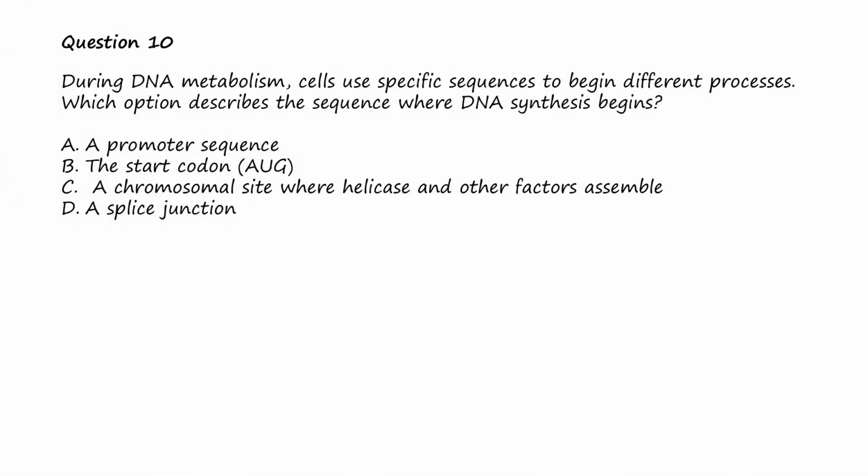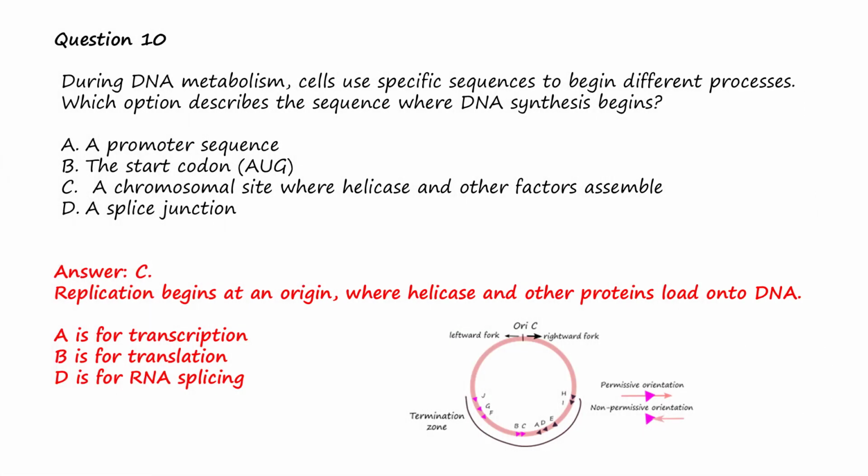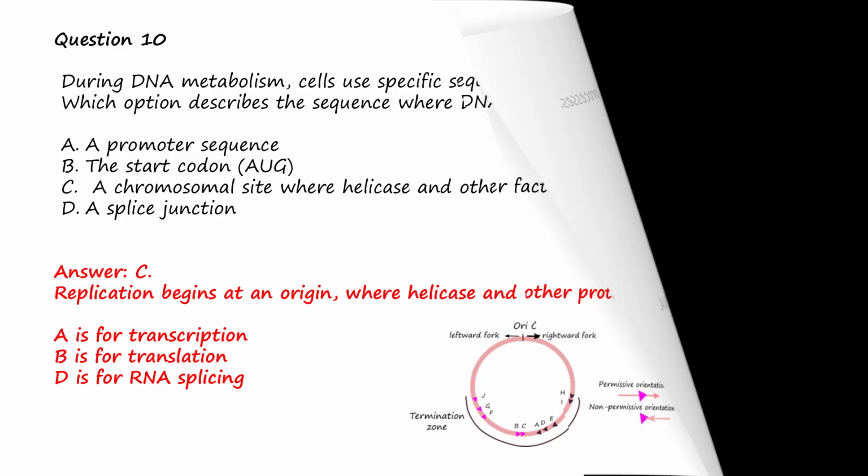Question 10. During DNA metabolism, different processes start at specific sequences. Where does DNA replication begin? A. A promoter. B. The start codon. C. A chromosomal site where helicase and replication factors assemble. D. A splice junction. Answer C. Replication begins at an origin where helicase and other proteins load onto DNA. A is for transcription, B is for translation, D is for RNA splicing.